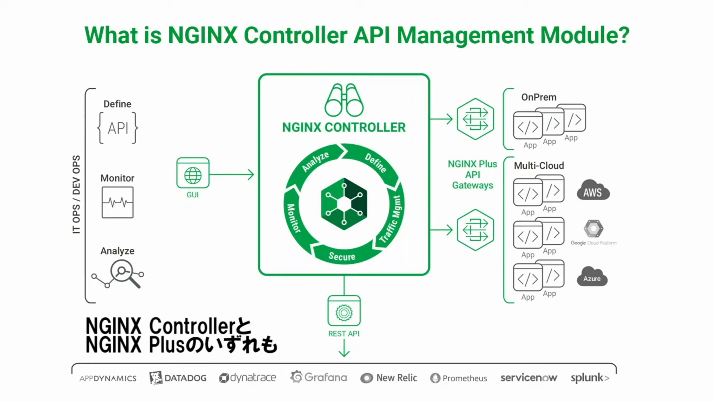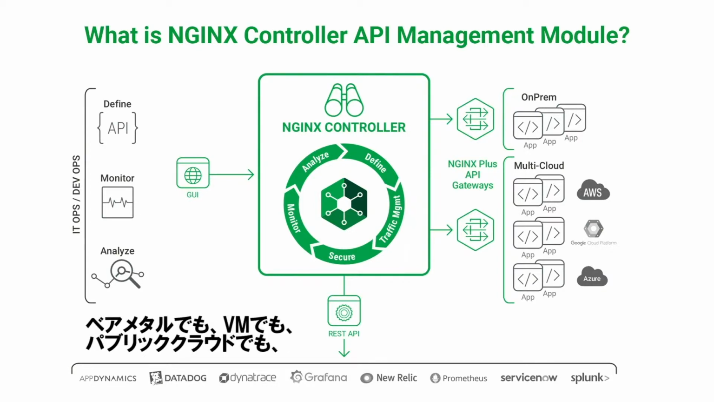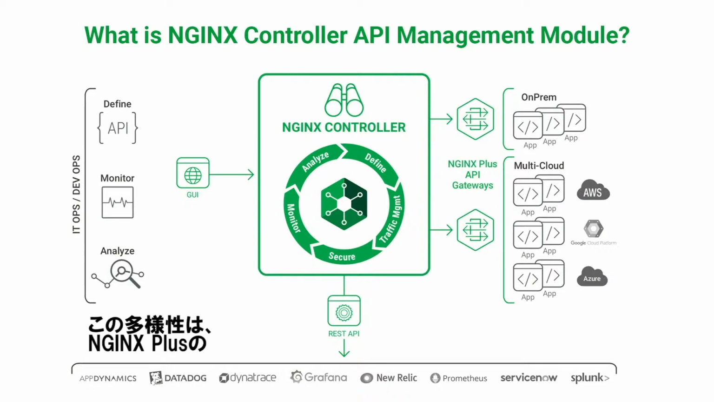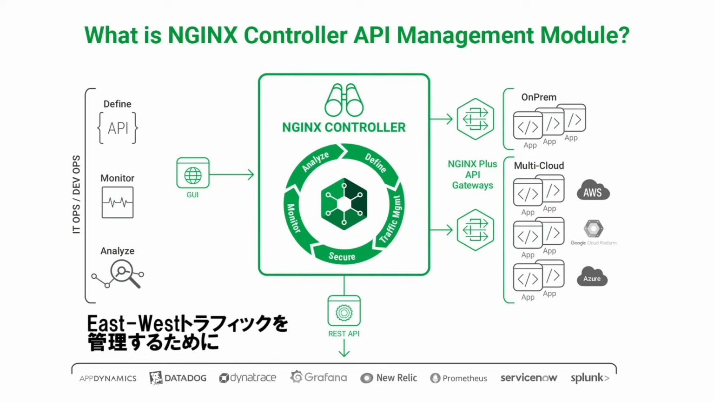Both NGINX Controller and NGINX Plus are flexible and can be deployed on any environment due to their small footprint, be it bare metal, VMs, containers, public cloud, private cloud, or hybrid clouds. This versatility means you can use the NGINX API management module for both internal and external APIs, and easily deploy NGINX Plus in traditional environments to manage north-south traffic for monolithic applications, as well as deploy it in containers to manage east-west traffic amongst microservices in distributed applications.